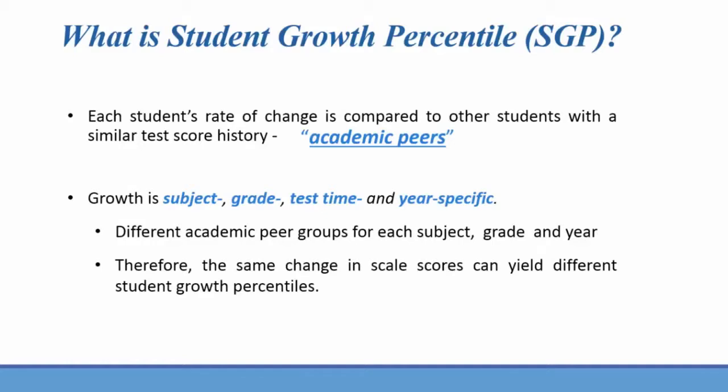The SGP in the spring will show the amount of growth each student made relative to their academic peer group across the nation. The SGP is reported out on a scale of 1 to 99, with lower numbers representing lower relative growth and high numbers representing higher relative growth. Typical growth would be an SGP of 50.